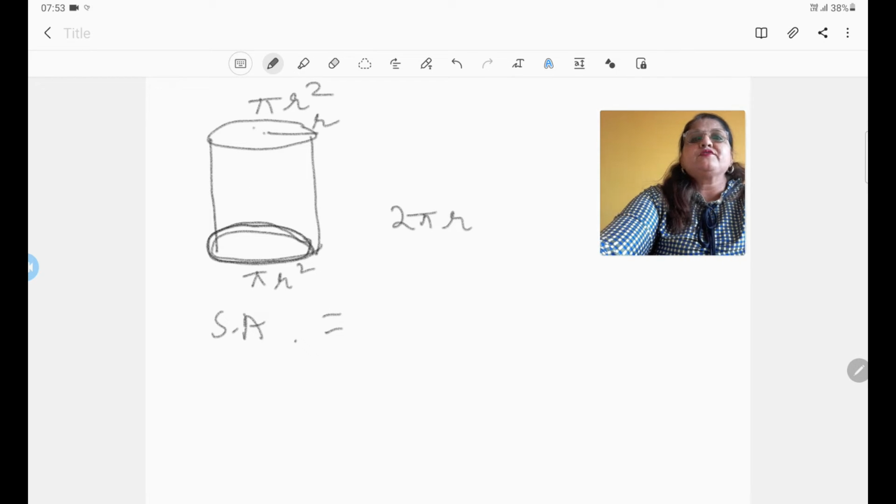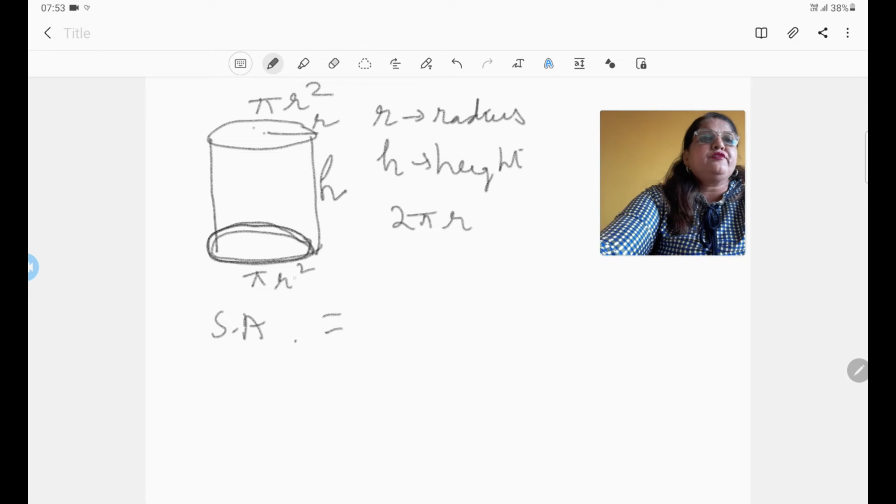Now what is the surface area of a cylinder? We need to find out the surface area of the cylinder. 2 pi r is the circumference. If you multiply the circumference with the height, where r is the radius of the cylinder and h is the height of the cylinder, we get the lateral surface area. This will be the lateral surface area, only of the curved part of the cylinder. So 2 pi r into h is the formula for lateral surface area.